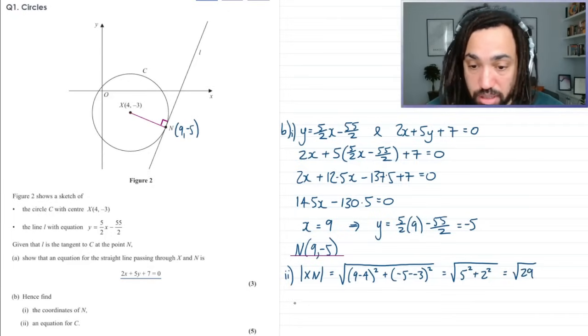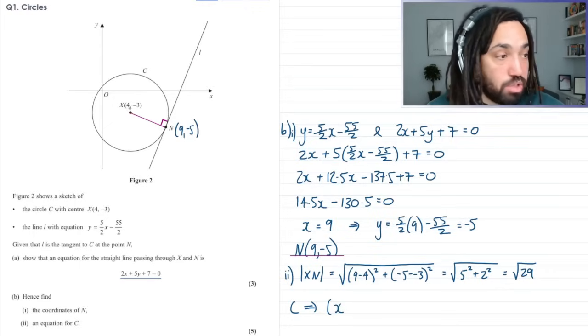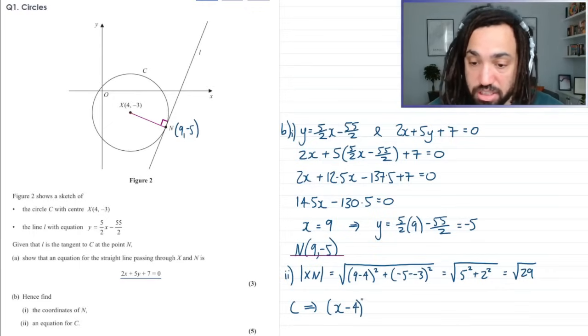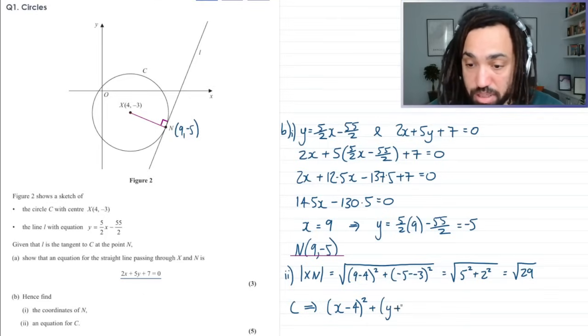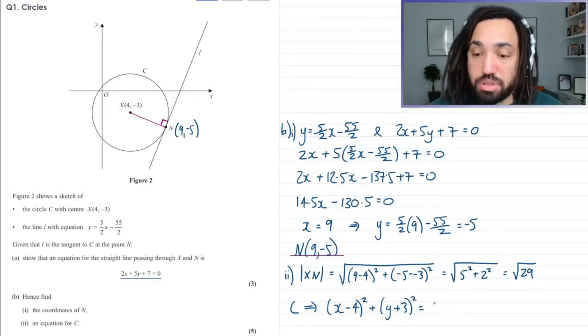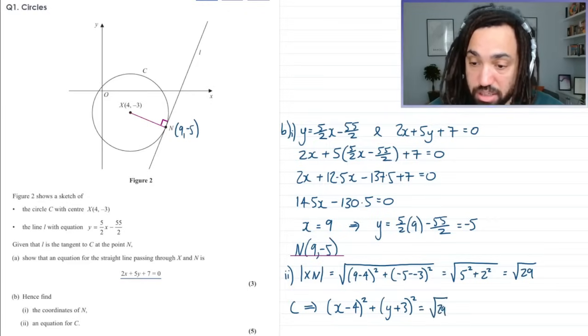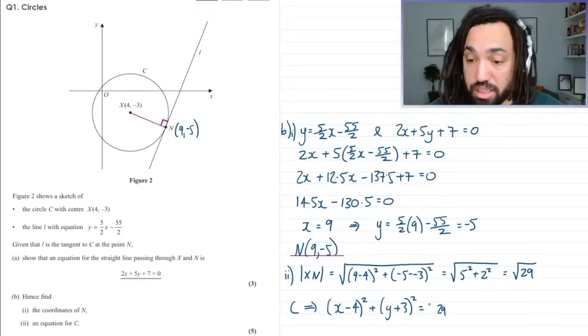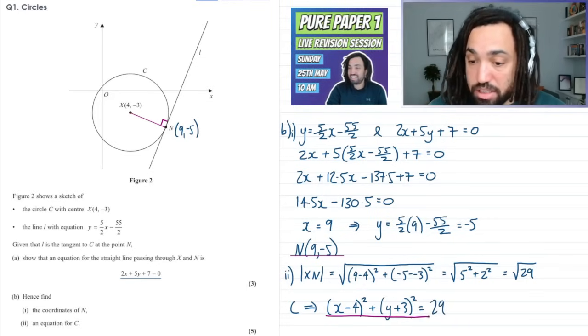Okay, perfect. So the equation for C is as follows. It is x minus the centre x coordinate, which is 4, as given by the general equation of a circle, plus y minus the y coordinate of the centre. So that'd be minus 3, so plus 3 squared, and that's equal to the radius squared, which is going to be root 29 squared, which is of course just the same as 29. So there we have our final answer, and that is circles done.